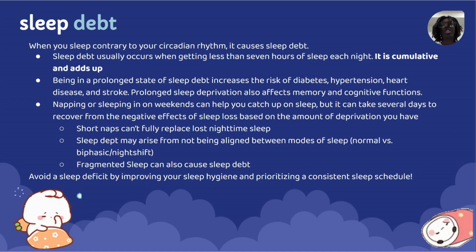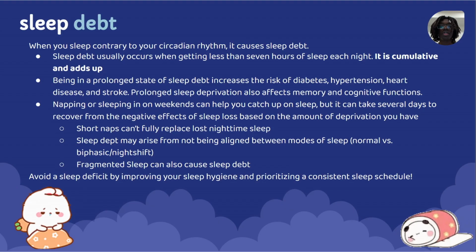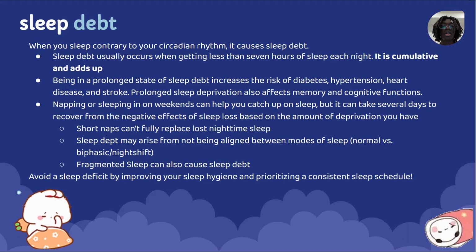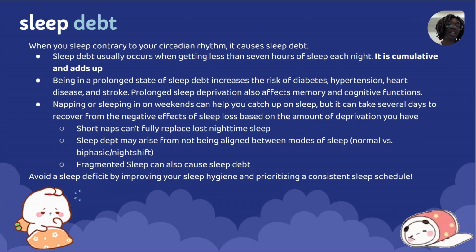You might think just sleeping more would solve this, but it's also about how you sleep. Naps and fragmented sleep, where sleep is consistently disturbed, can lead to sleep debt as well. The shifts between modes of sleep, such as a regular sleep schedule but working a night shift per week, can disrupt the cycle just as much as not getting enough sleep. You can avoid the sleep deficit by improving your sleep hygiene and prioritizing a consistent sleep schedule.